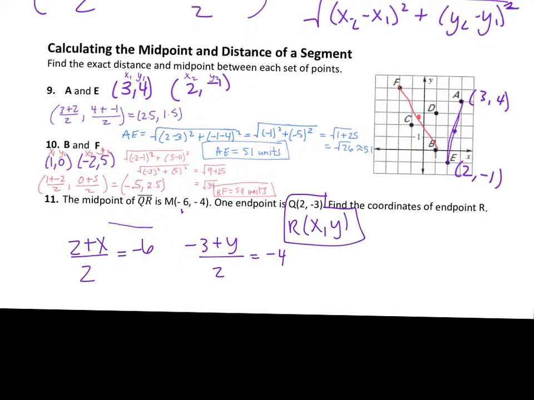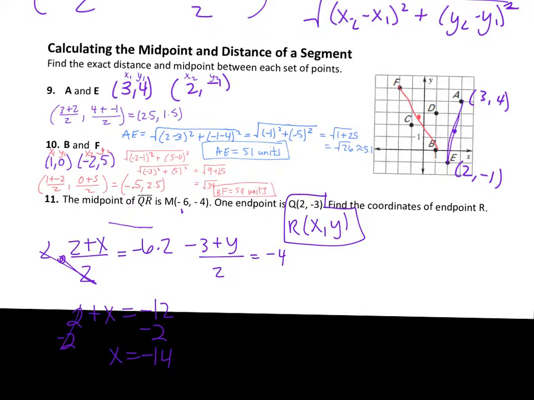And I'm just going to solve for X and Y. So if I'm solving for X, I'm going to have to start by undoing this 2. I'm going to multiply by 2. Cancels. So I have 2 plus X equals -12. And then to get X by itself, I'm going to subtract 2 from both sides. And so X equals -14.